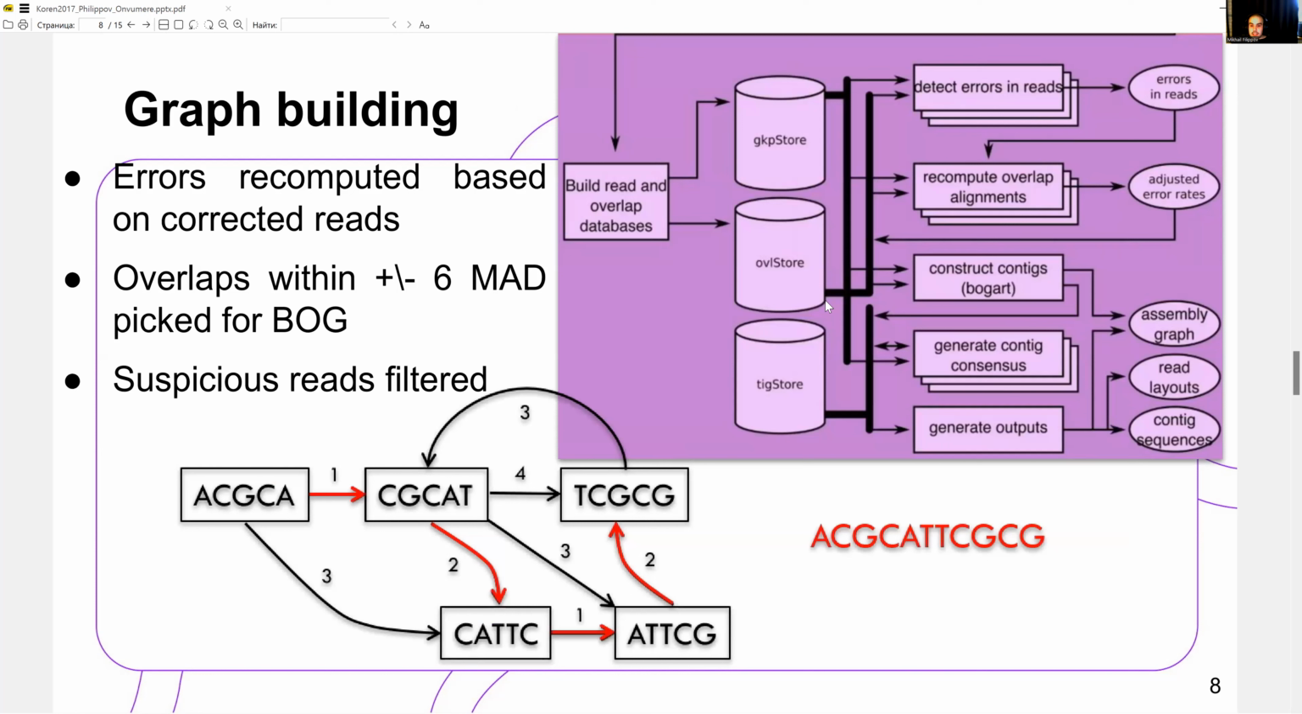And the final step is the preparation for building a graph and building a graph, which is the assembly itself. Before building the graph, we want to properly estimate the final error rate of our sequencing.